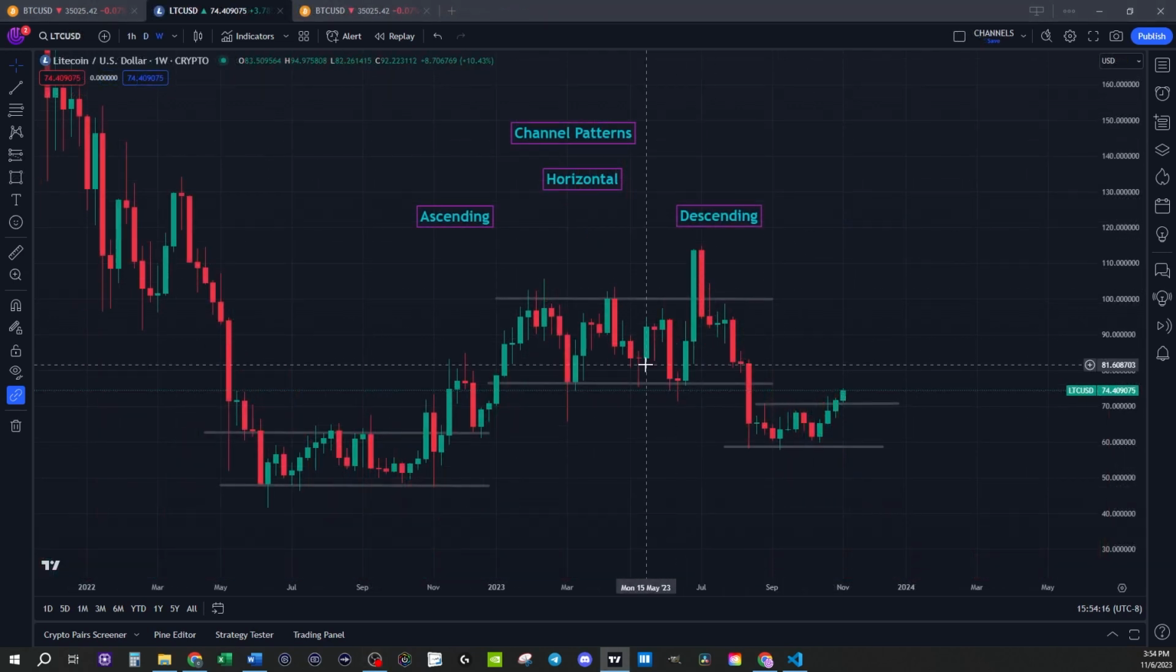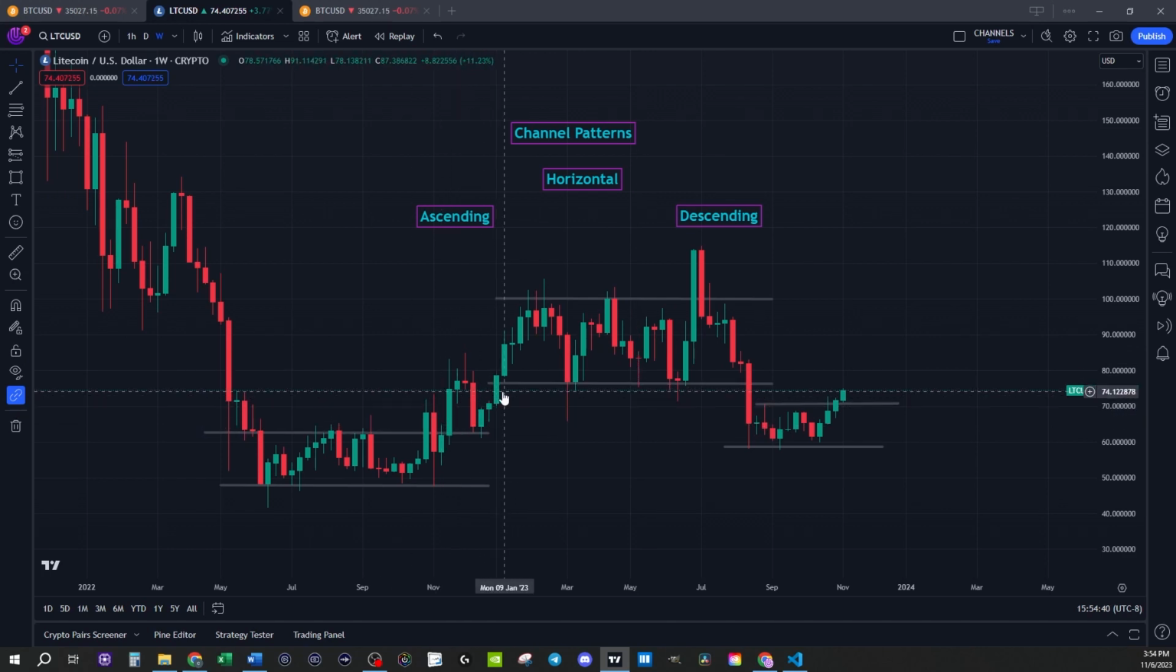Finally, we have channels. Channel patterns are usually long-term continuation patterns holding for a minimum of 4 weeks or more. There are 3 different types of channel patterns that you're going to encounter while analyzing charts. You have horizontal, ascending, and descending. And no matter what direction the channel is heading, the breakout could determine the trend.